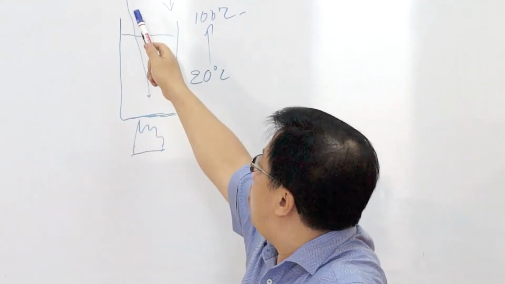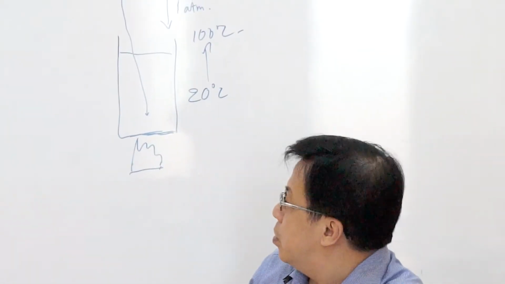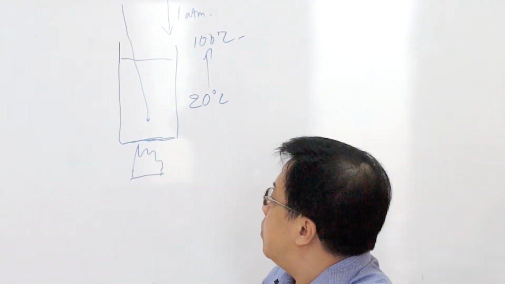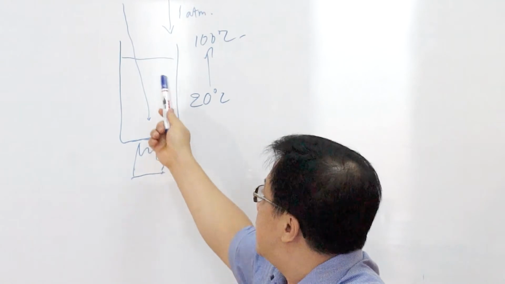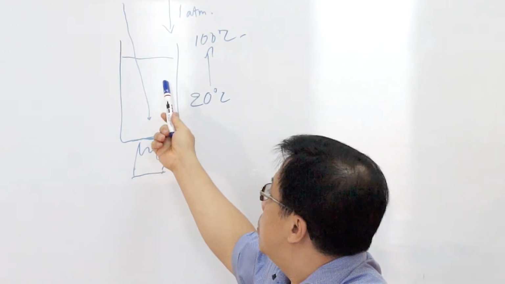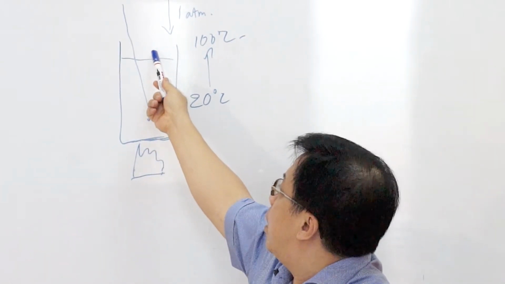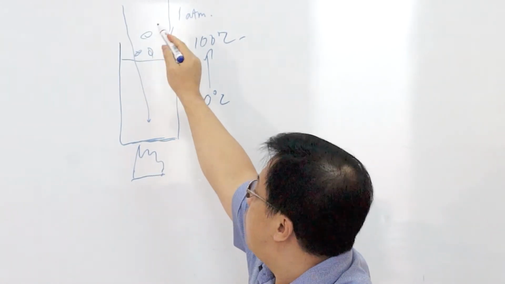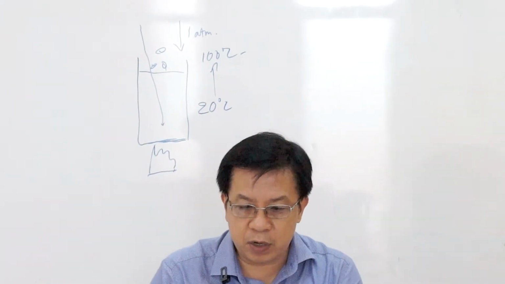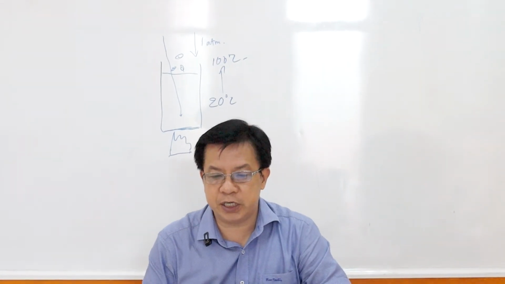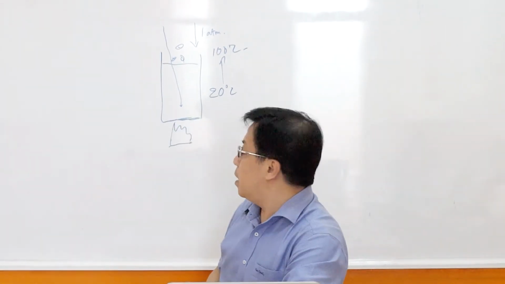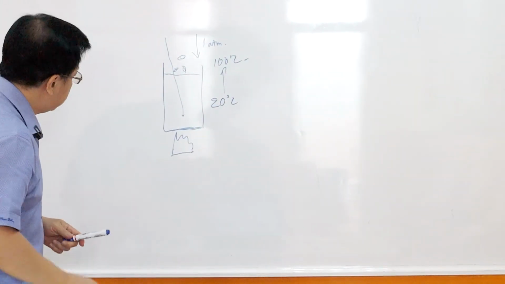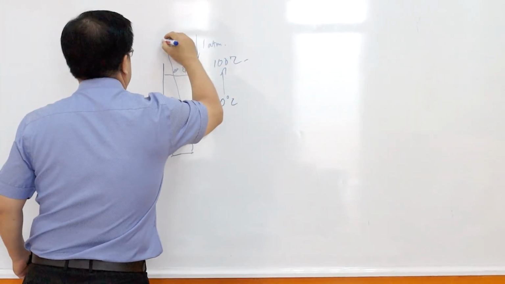So in this case, where does the heat go? The heat is not used to increase the temperature, but is used to evaporate the water. That means we call it the phase change. So we see that procedure. It means the thermometer here will show 100.